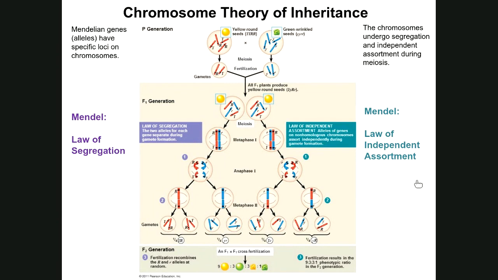From these crosses, he came up with 2 laws. From his monohybrid crosses, he came up with the law of segregation. From his dihybrid crosses, he came up with the law of independent assortment. Okay, when you're studying chapter 13, meiosis, specifically meiosis 1, this is where you see these terms, segregation and independent assortment. Both of these happen, okay, during meiosis 1.